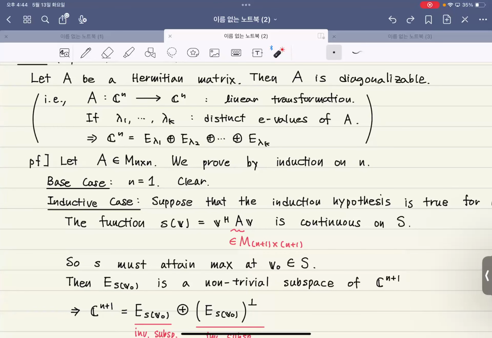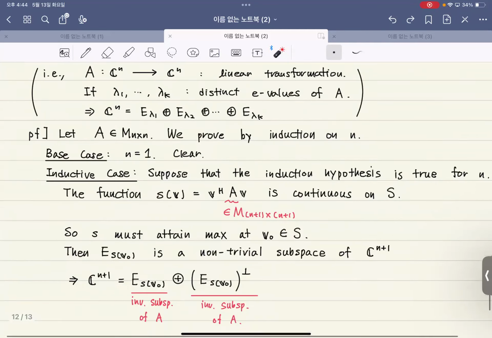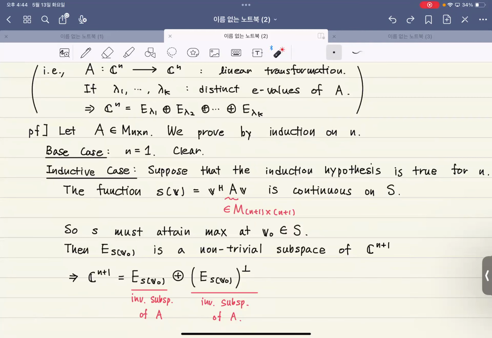We prove by induction on the dimension of matrix A. Suppose that A is a 1-by-1 matrix, then there's actually nothing to prove. Everything is very clear, so we can move on. For the inductive case, suppose that the induction hypothesis is true for n. Now, for an (n+1)-by-(n+1) Hermitian matrix A, we assume this function S is continuous on the unit sphere, so S must attain some maximum at v0. And we now know that S of v0 is an eigenvalue, and there is a non-trivial eigenspace.